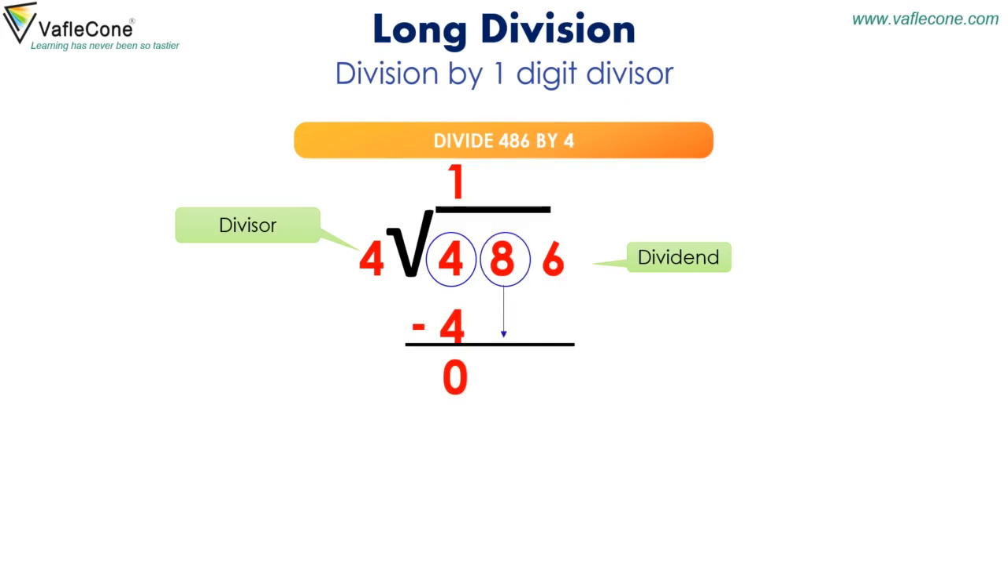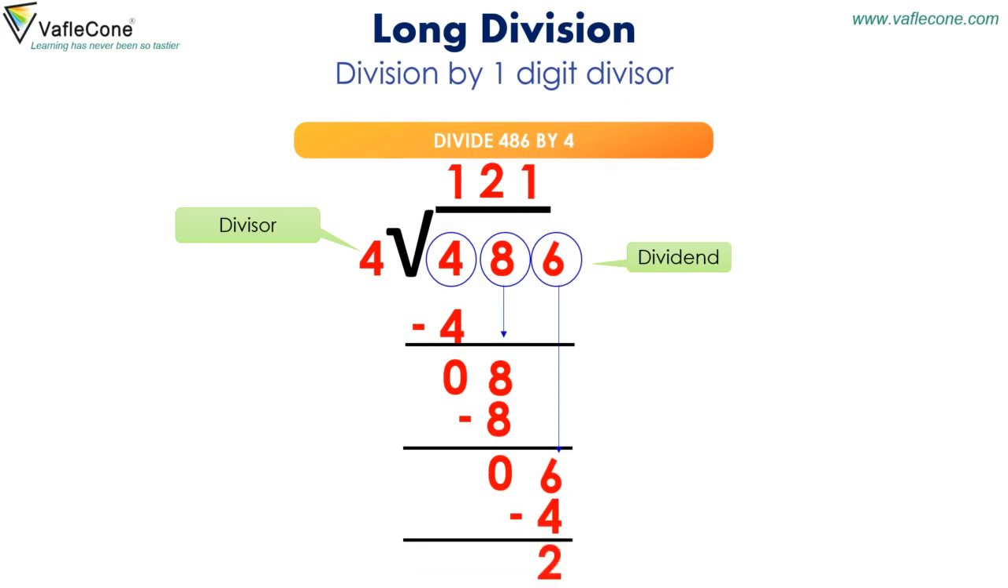So, here, 4 into 2 is equal to 8. So, 8 minus 8 is equal to 0. And then at ones position, 4 into 1 is equal to 4, which is nearest to 6. So 6 minus 4 is equal to 2. Hence, 2 is the remainder and 121 is the quotient.